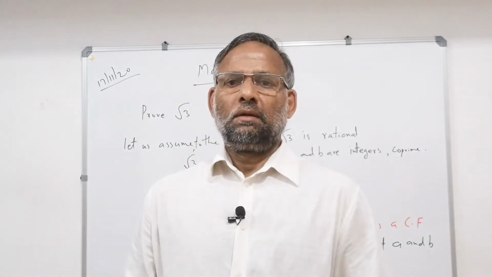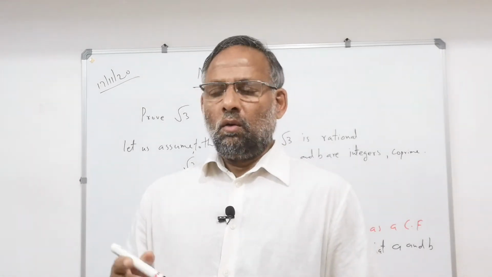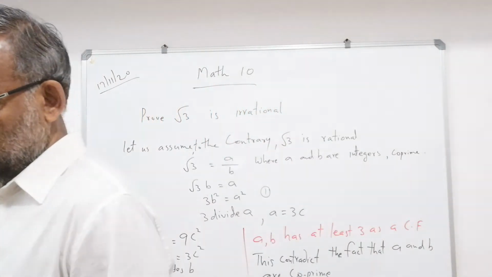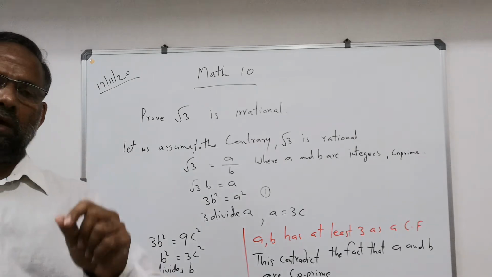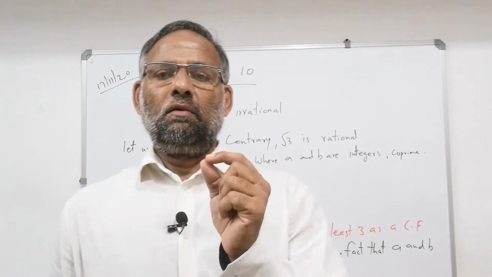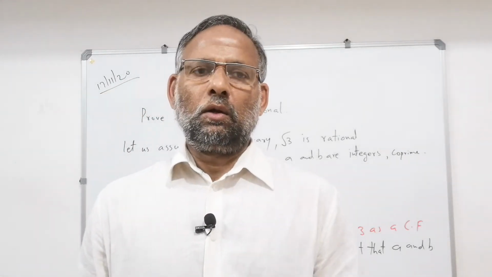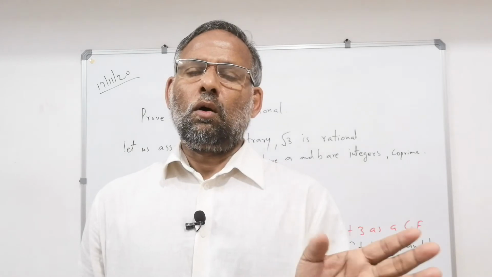Now that concept we are using here, and one more theorem: let P be a prime number. If P divides A square, then P divides A, where A is a positive integer. This is theorem 1.3 in class 10. That also we are applying here. Two things we are applying here: one, A by B are co-prime numbers.